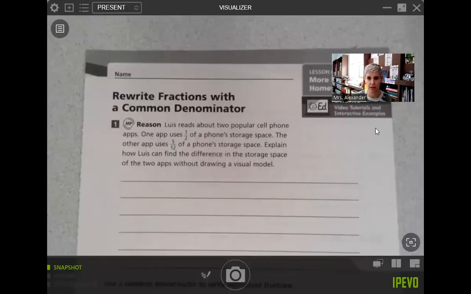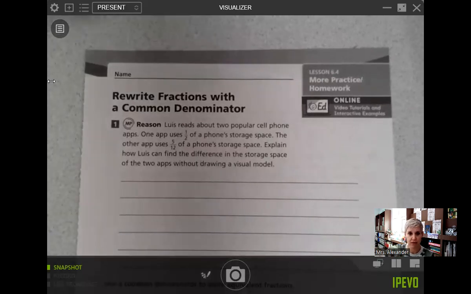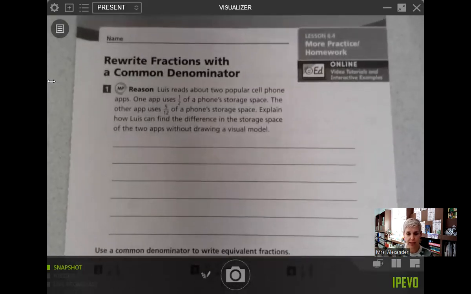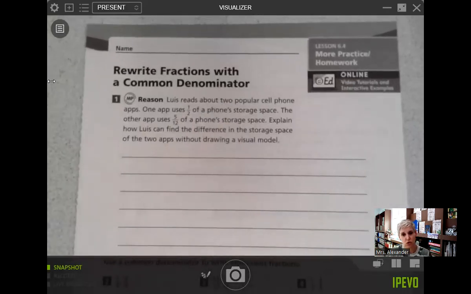There it is. All right, so we're going to start off with the problem as a little situation. It says Luis reads about 2 popular cell phone apps. One app uses 1/2 of a phone's storage space. The other app uses 5/12 of a phone's storage space. Explain how Luis can find the difference in the storage space of the 2 apps without drawing a visual model.